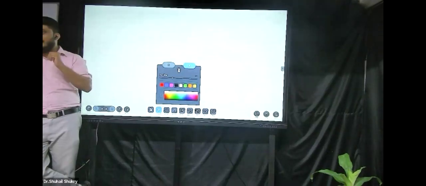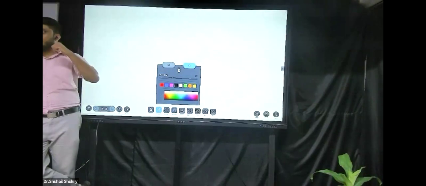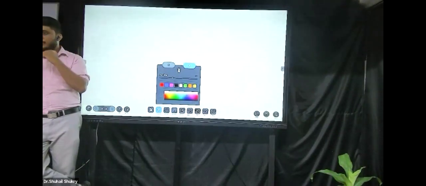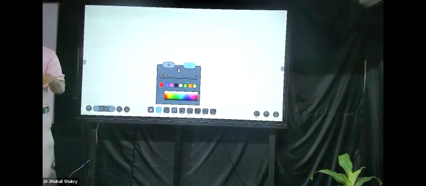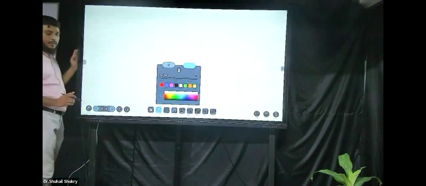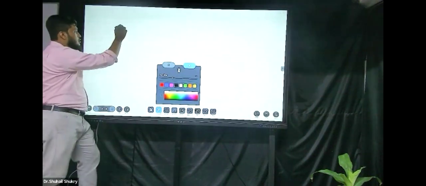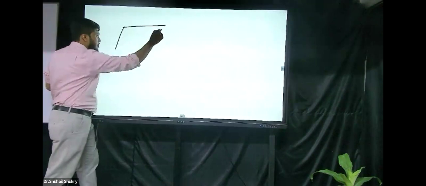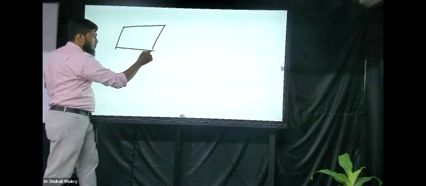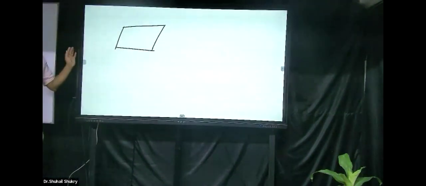Size differs, so we say he's taller, he's shorter. Other categories are also there: overweight, obese, underweight, malnourished. Likewise, typical means this one, the slanted one. This is the typical parallelogram.